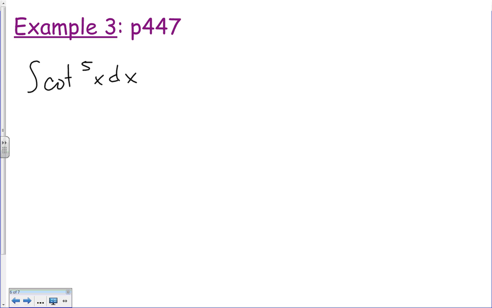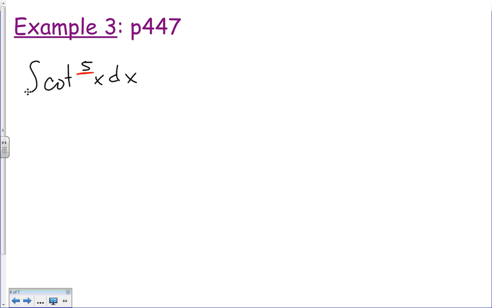All right, again, you don't need to derive the formula for this. You don't need to do the integration by parts. All you need to do is use the formula here. So the integral of cotangent to the fifth of x dx. So our n value is the 5. This is our value of n. So when we go to use this formula, just remember that n is equal to 5.